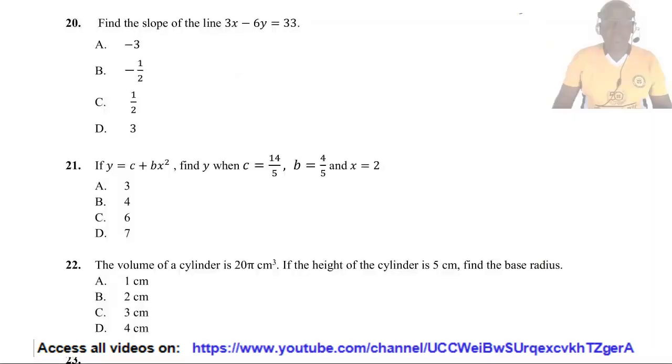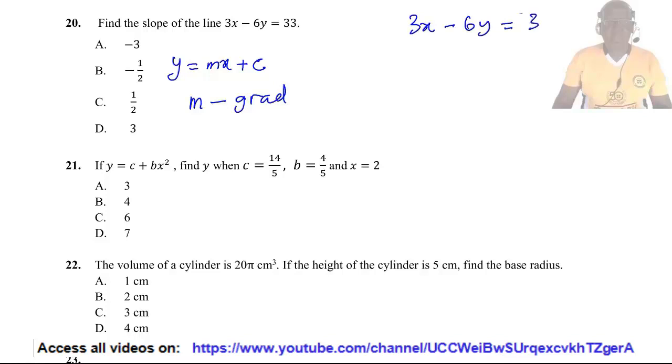Question 20. Find the slope of the line 3x minus 6y equals 33. We shall write the equation of the line in the form y equals mx plus c, where m is the gradient. So 3x minus 6y is equal to 33. We shall send minus 6y to the other side of the equation. So we shall get 6y to be equal to 3x minus 33.